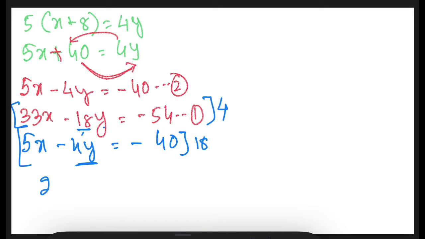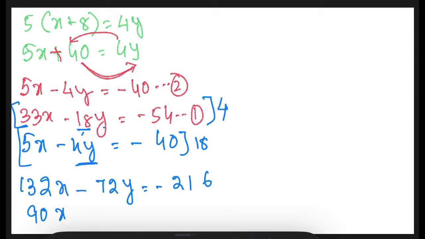4 3s are 12, 4 33s are 132, minus 18 4s are 72y, equals 4 minus 54s are 216. Now multiplying by 18: 18 5s are 90x, minus 18 4s are 72y, equals 18 times minus 40, which is 720.